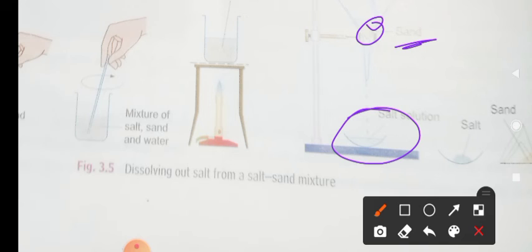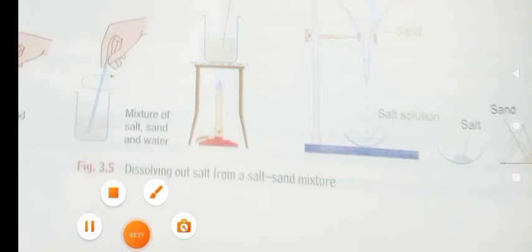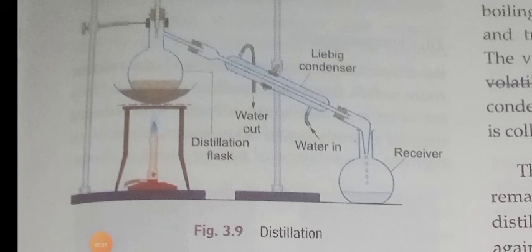The sand will be present as a residue. Do you understand, children? So sand is thus separated, and you know the method of how to separate salt and water. So again heat the solution, so the water will be evaporated and the salt will be retained in the dish itself. So this is the method of dissolution and evaporation. Did you understand this method, children? Hope you have understood.